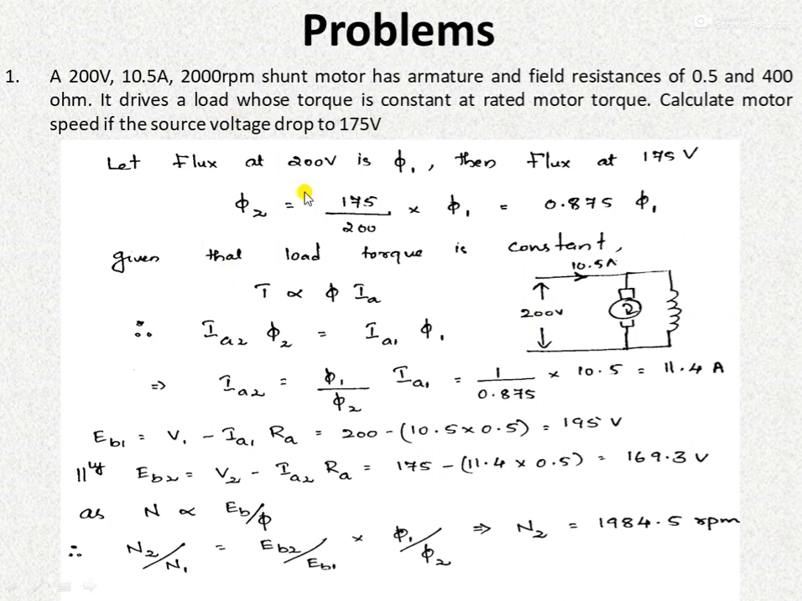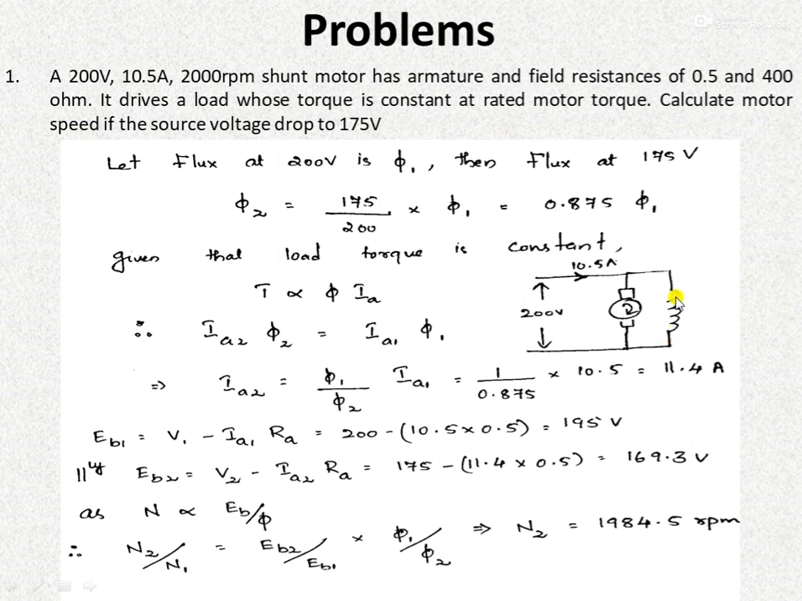For that, we will consider that the flux which is produced in the machine when we have provided this machine with 200 volt supply is phi1. Similarly, we will be able to obtain the flux produced at 175 volt supply as phi2, and its value in terms of phi1 will be 0.875 phi1.